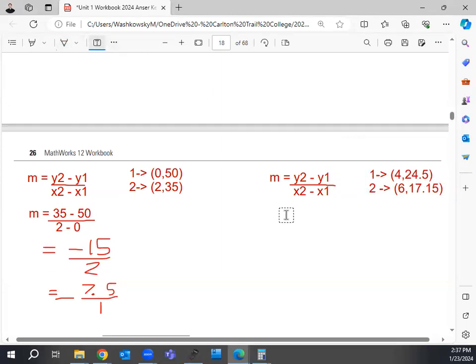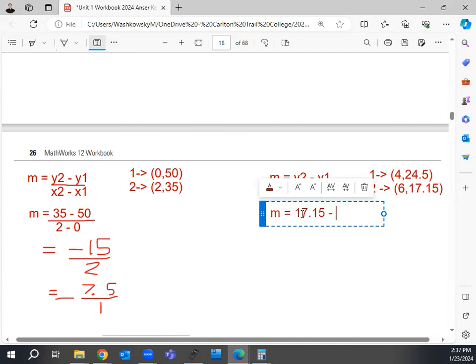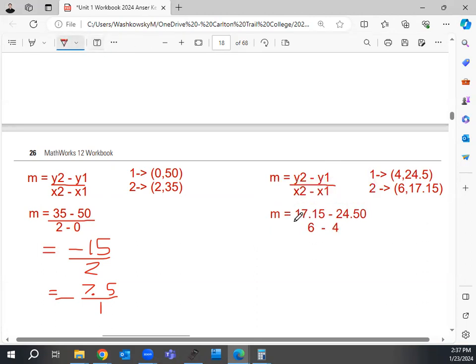And just like before, I just substitute my values in, right? Step 1, what's your formula? Step 2, substitute. That has not changed. My Y2 in this case, as I go from left to right, I can see the 17.15 is the second Y I see. Subtract the first Y I see, 24.5. You could do 24.50 as well. It's not going to change your answer. And then your X2 is 6, your X1 is 4. So step 2, I've substituted.